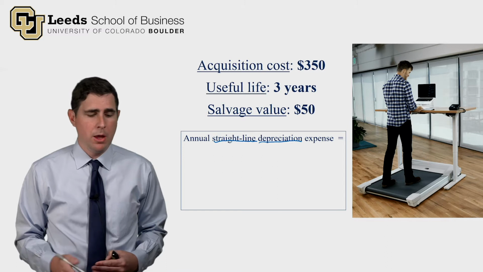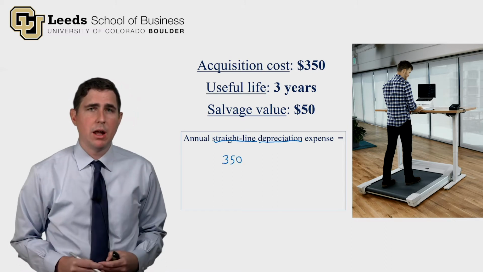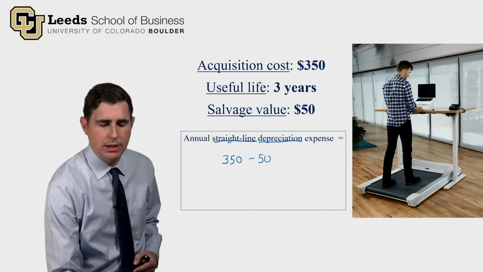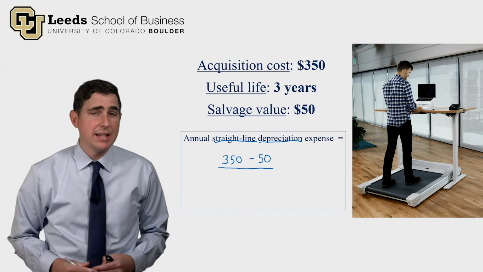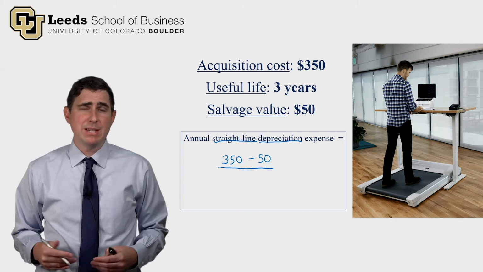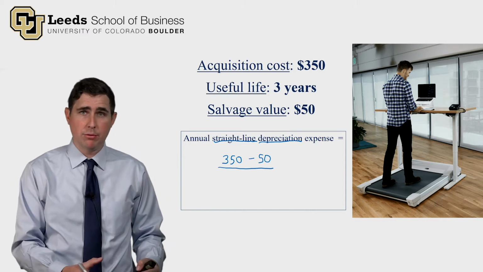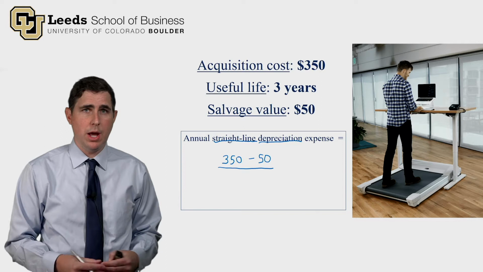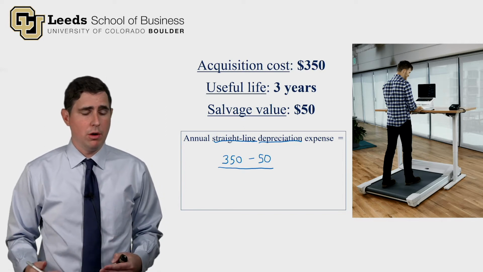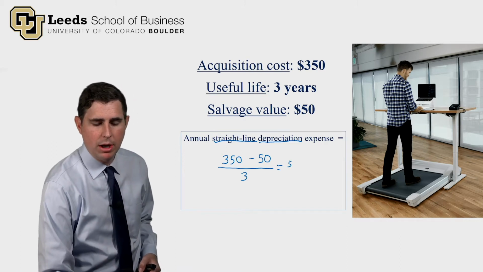year. We take the acquisition cost of $350 and we subtract the salvage value of $50. And that's in a numerator. So the numerator here is $300. That's because while we're using this asset, it's going to depreciate by $300 over its 3-year useful life. How much depreciation expense should we take per year? Well, in that case, we need to divide by 3 to get $100.